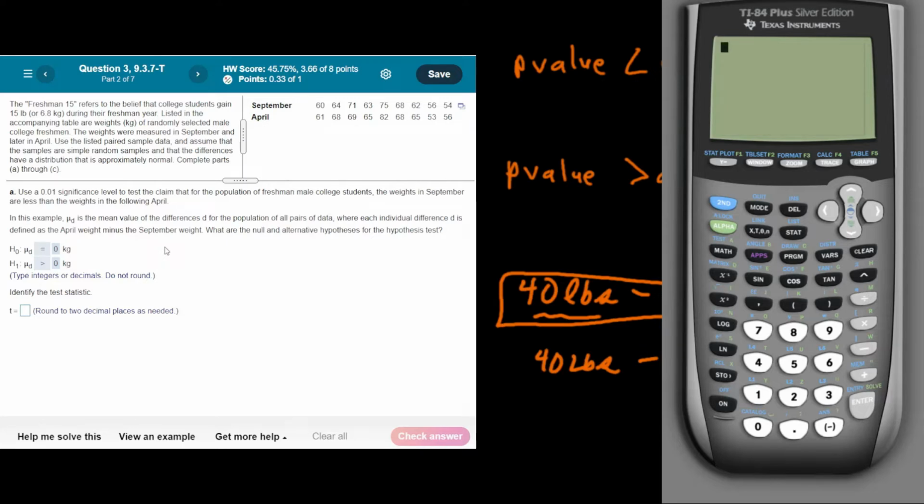If you have a negative difference, that means that you actually lost weight, right? So look, if they ever give you this example, if they say September is less than April, like they give you that in the form of a claim, just choose the greater than symbol. You can write this down in your notes.